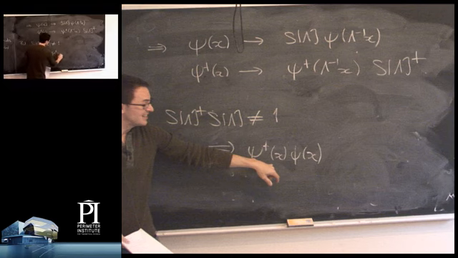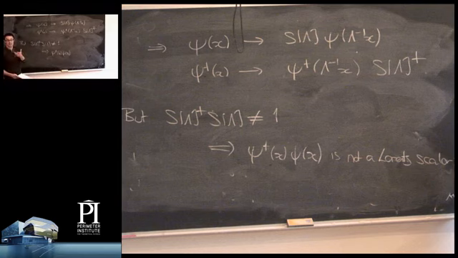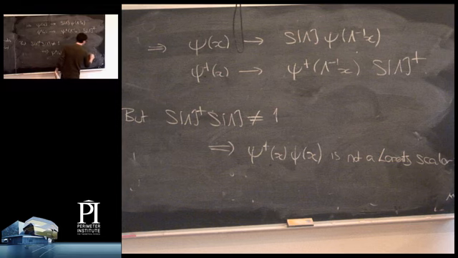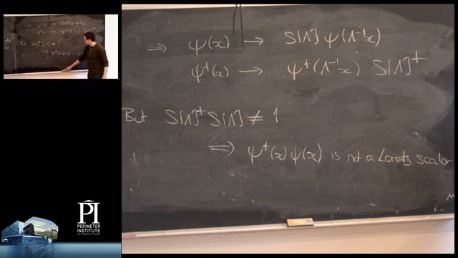And in particular, that means that if I contract this psi dagger with this psi to get a scalar by contracting these indices, this is not going to be a Lorentz scalar. Okay, you see the problem. To be a Lorentz scalar, you would want this S dagger to cancel this S and give you 1. But it's not a unitary representation, so that doesn't happen. Okay? This should answer your question.